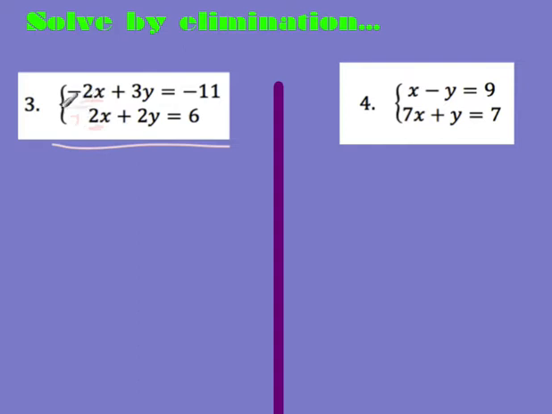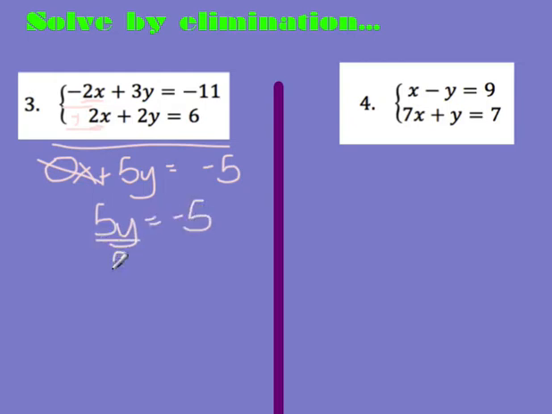So -2x plus 2x is going to cancel out to 0x. 3y plus 2y is going to be 5y. Then we're going to put our equal sign. -11 plus 6 is -5. So this 0x is going to go away. So then we have 5y is equal to -5.